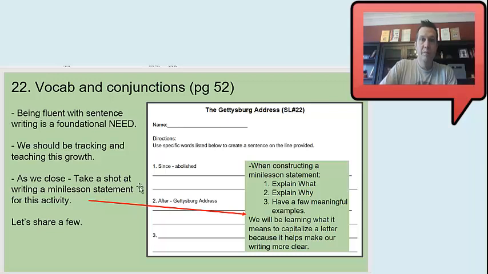SL22, vocab and conjunctions. On this one, we want to remember our mini lesson statements. We want to explain what a student is supposed to learn, why they're going to learn it, and give a couple meaningful examples. Definitely think charts, having charts up in your room, mini lesson statements, those kinds of things. It's a powerful, powerful thing to do.